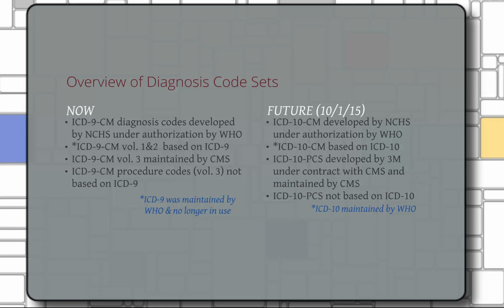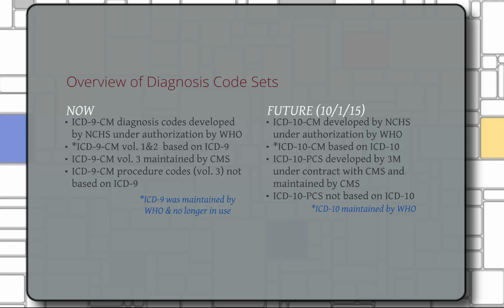ICD-9-CM and ICD-10-CM were developed by the National Center for Health Statistics under authorization by the World Health Organization. They are clinical modifications of the World Health Organization's ICD-9 and ICD-10 respectively. The clinically modified versions of ICD provide additional detail and greater specificity to meet the United States' needs.